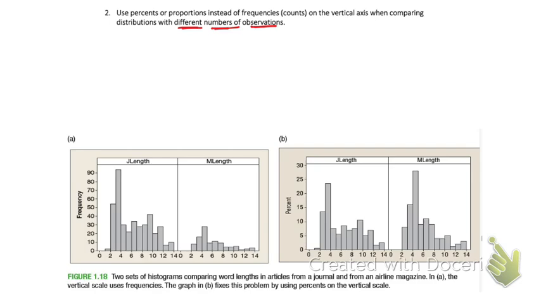Think about a medical journal, and an airline magazine, and we're counting the word length from them. Well, obviously, this journal has more 3-letter words than the magazine has, right? And it looks like a significant amount. But why? A journal just has more words, period, than a magazine. So this is the frequency, but when I put it on a percentage basis, they look very similar. They look like they have very similar word lengths. So again, just be careful about using counts if you're comparing two different distributions.